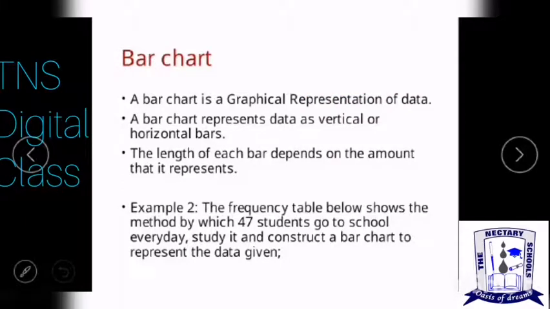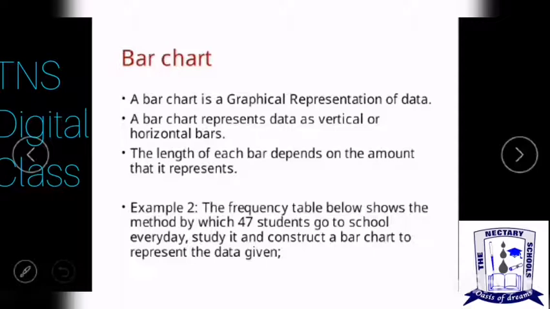The length of each bar depends on the amount that it represents. What does that mean? A bar of 7 units would definitely be longer than a bar of 4 units. That is what the statement means. Let us treat this example to aid better understanding on bar charts.